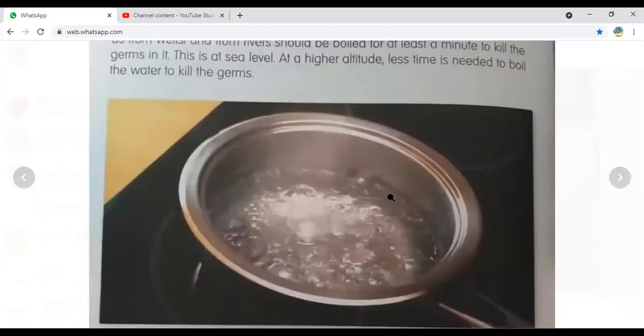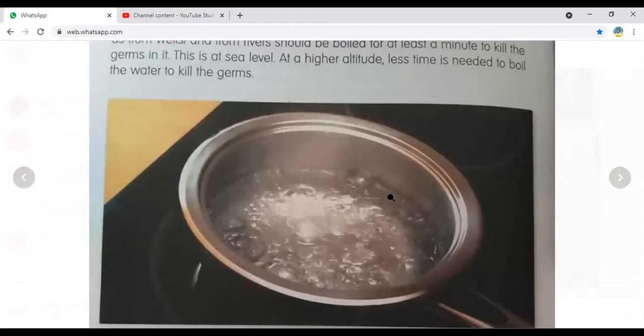The meaning of boiling is just to kill the germs. What is the importance of the boiling method? This is the important method to kill the germs. To kill the germs is the most important one. That is the main point for today. What is the use of the boiling method? To kill the germs.